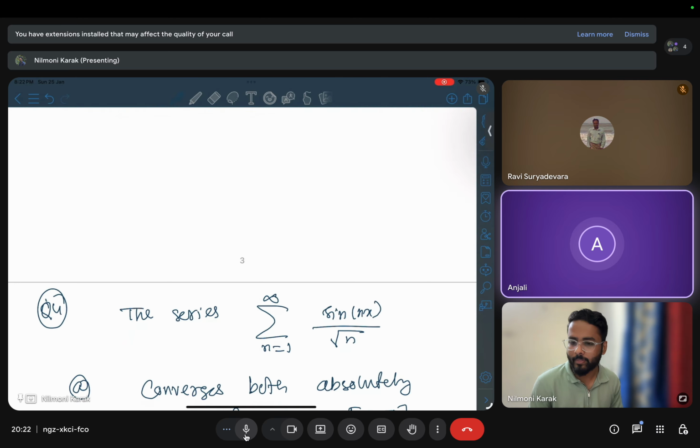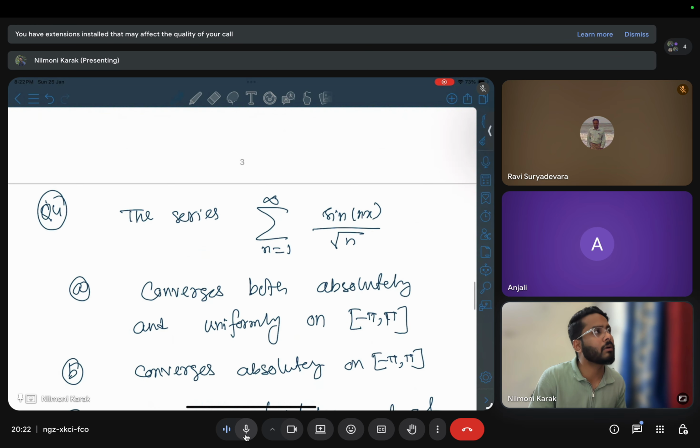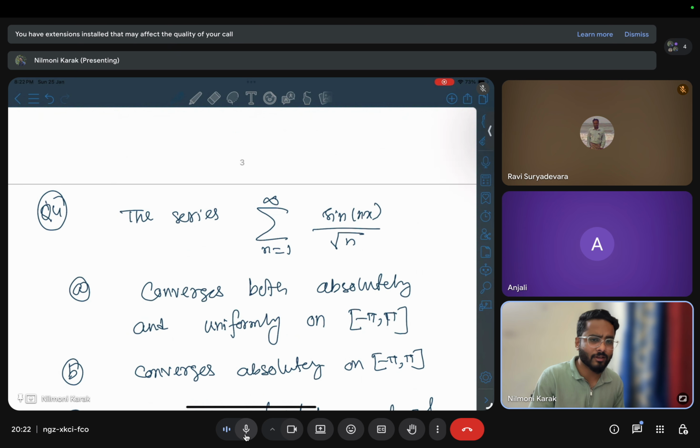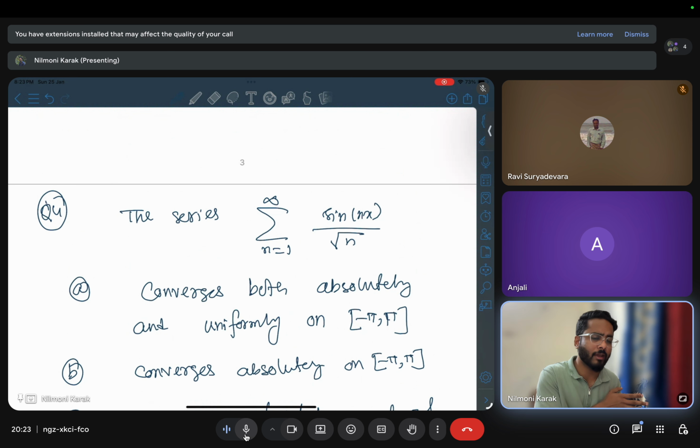Then divided by root n is there. This is convergent, maybe by which test? I forgot. Like any alternating series: the series (-1)^n times a_n, where a_n is decreasing and goes to 0 as n tends to infinity, the alternating series is convergent. So convergent.